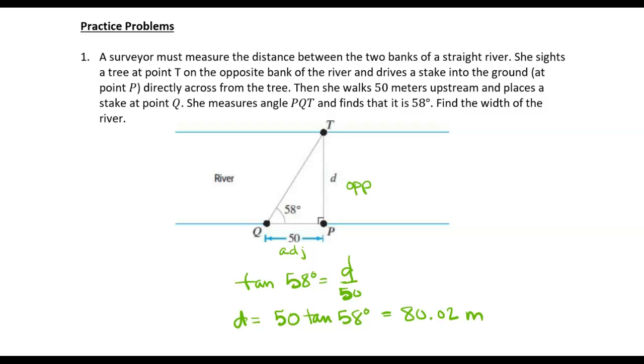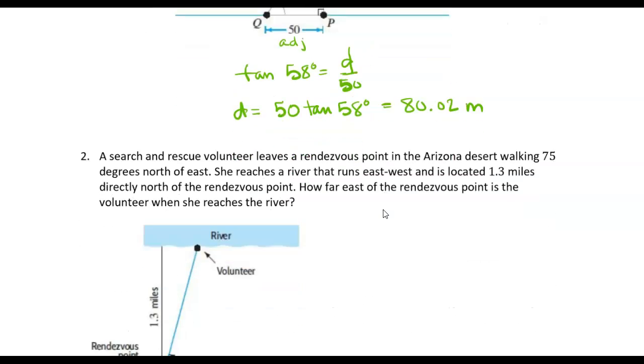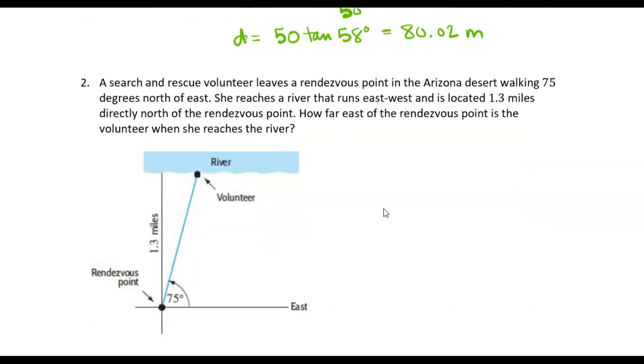Okay. I don't know if it's necessary to be that precise. Depends on how precise she was in measuring. It may not be that important to measure down to the 2/100ths of a meter. Okay, but let's go on to the next one. Oops. All right, just put it there.